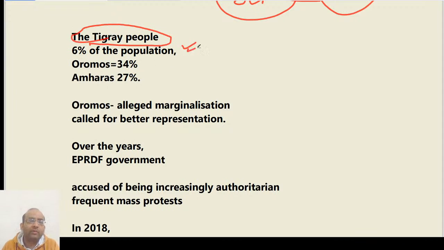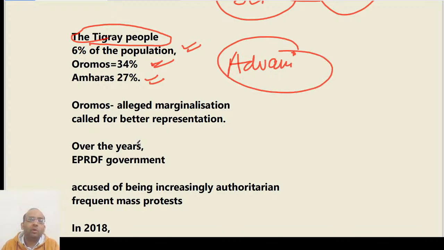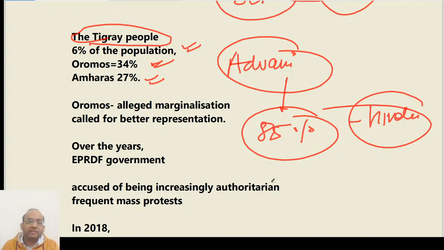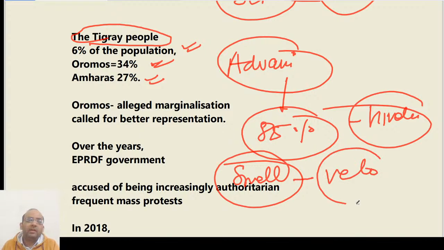Only 6% of the population were Tigray people. Oromos constitute 24% and Amharas constitute 27%. So now the Advani movement comes into Ethiopia. What is the Advani movement? See, Advani found that 85% of the population of this country is Hindu. Why should small minorities have the veto power over the country's politics?